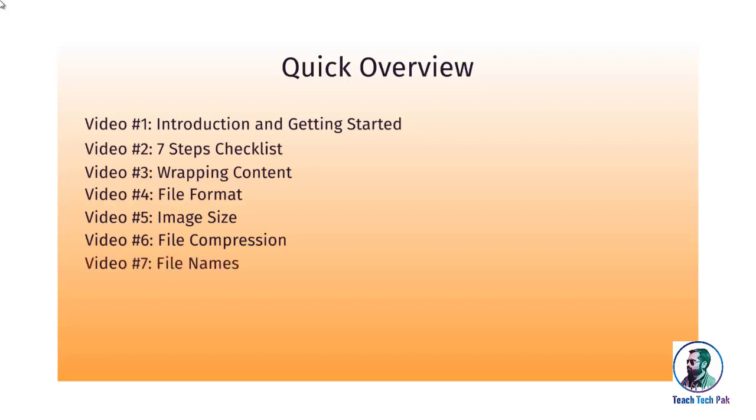Video number 7, we'll talk about file names and why that's important. Video number 8, we'll talk about alt tags, which appear in the source code of your website, and that also tells Google what your image is all about. So there are a lot of different variables here, and a lot of times most people just focus on video 8, which is the alt tag. As you can see, it's much more than that.